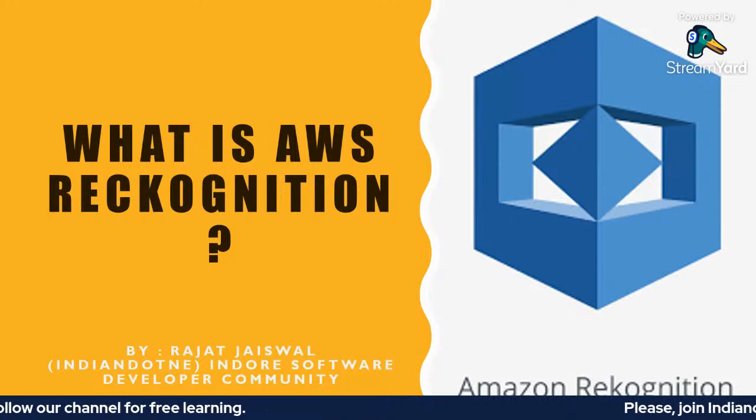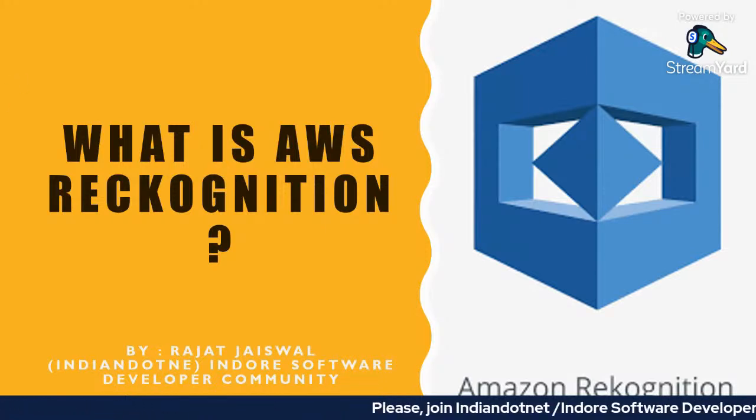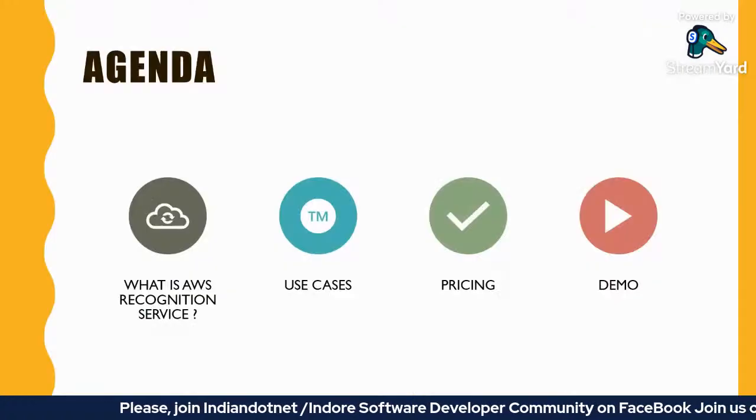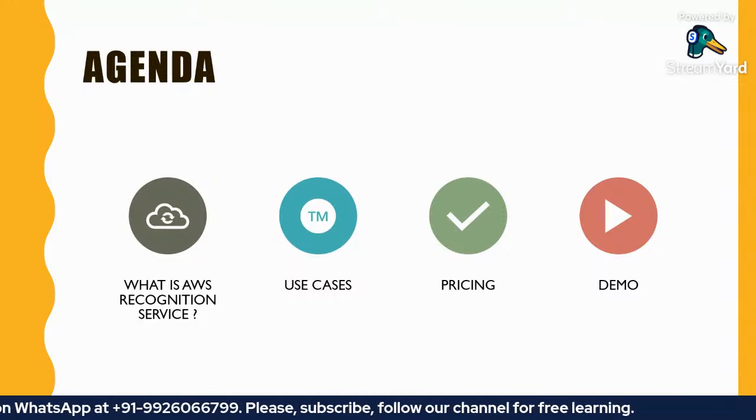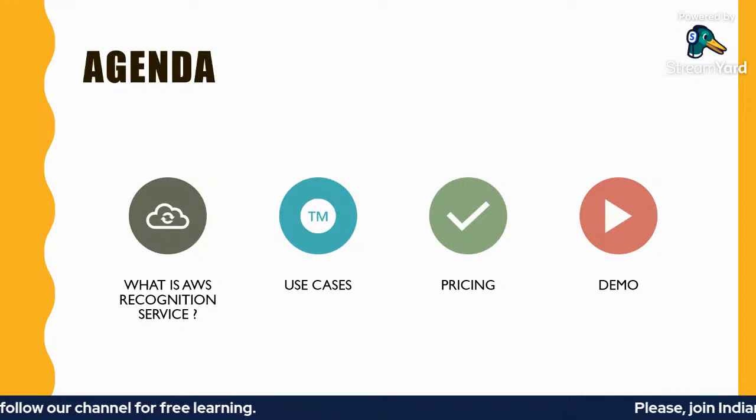Now, without further delay, let's discuss the agenda. We will discuss what the AWS Rekognition service is and its use cases, pricing, and lastly we will do the demo. Mostly our demo will be in C sharp because we love .NET very much. So let's start.